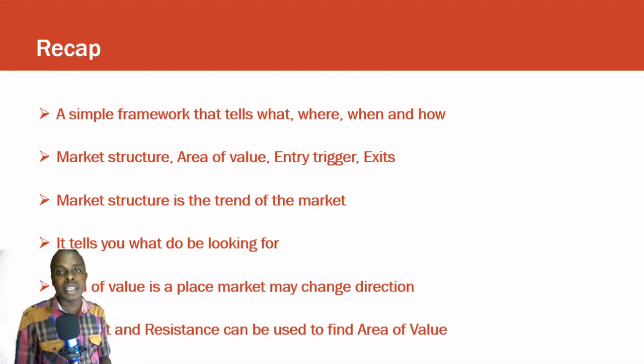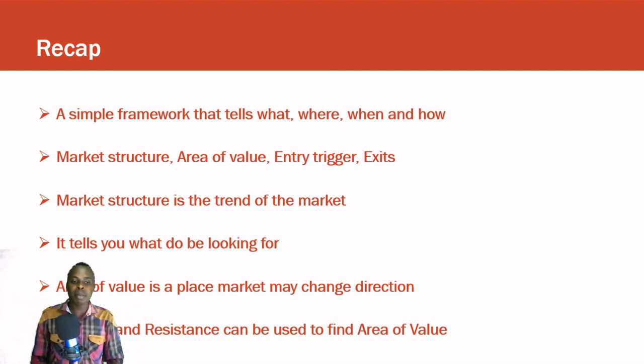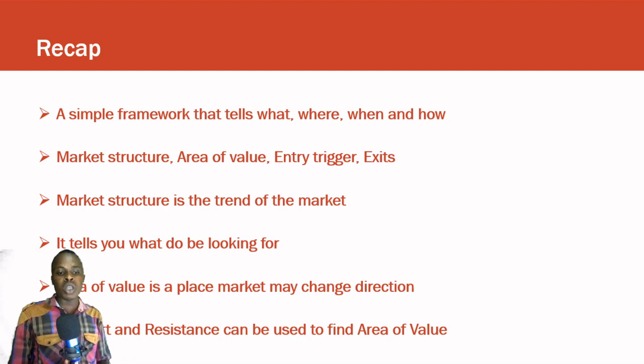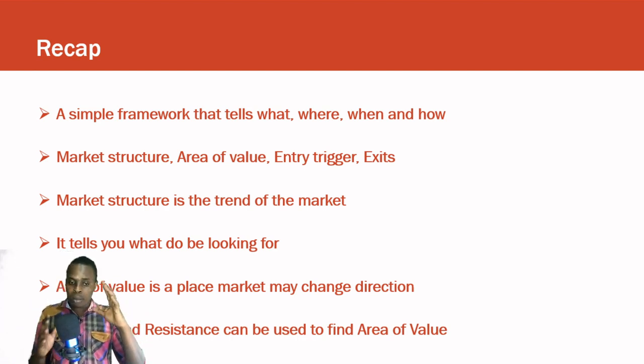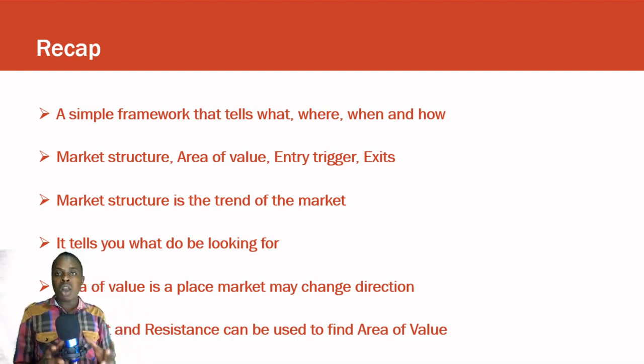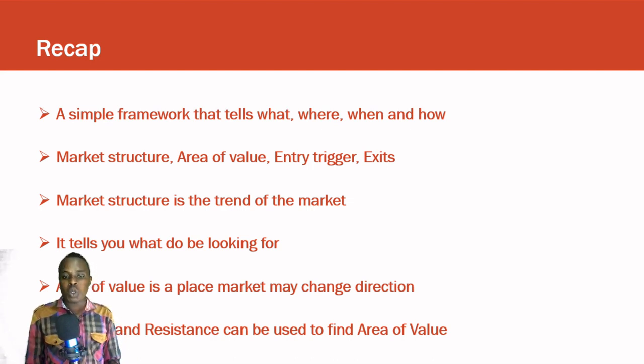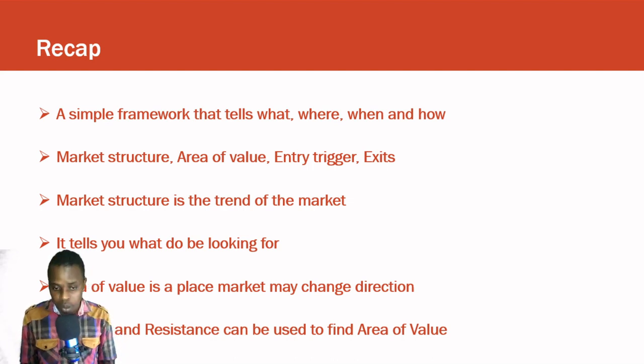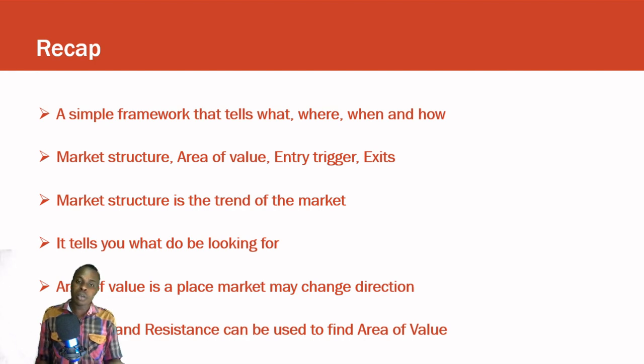Are you looking to buy at this time? Are you looking to sell? Or are you looking to get away from the market? Number 2, the area of value is what tells you the place, the area where the market is going to reverse, the area where there is likely probability that if you place the trade, you are going to make profits. And then support and resistance can be used to find the area of value.